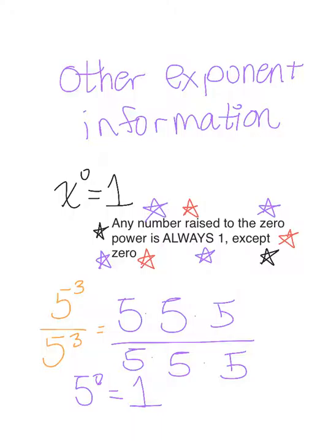Now, looking at this, these cancel out and become a 1. These cancel out and become a 1. And these cancel out and become a 1. So I really have 1 times 1 times 1, which equals 1. So that's the proof as to why anything to the 0 power equals 1, because everything ends up canceling out and just becoming 1s. Again, you're going to work with this a lot more in the next lesson.